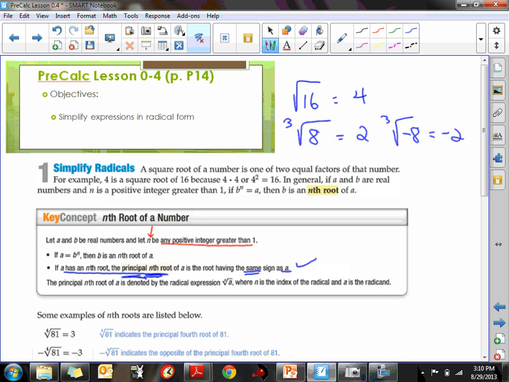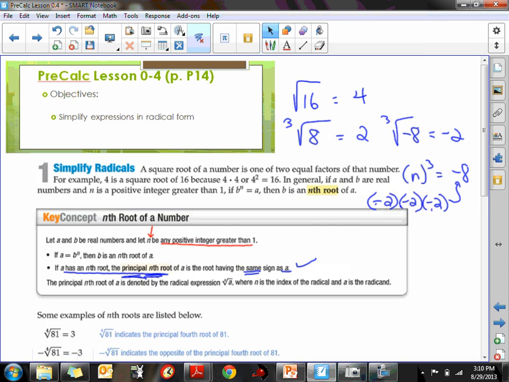I haven't done the negative, so what this is saying is I had to find some number that when I cubed it gave me a negative 8. And this is all possible because a negative 2 times another negative 2 times another negative 2 is a negative 8. 3 negatives give you a negative. So that's an important concept.